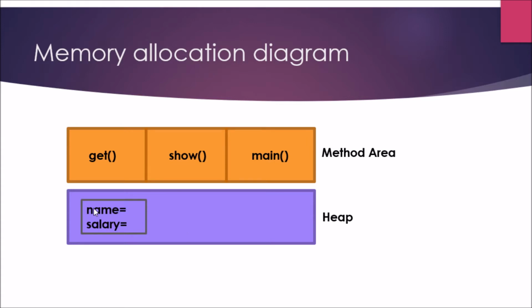As we took the example of Employee, the Employee class was having two data members, right? So this is an object. Whenever it is created, it will be created in the heap, and what it will contain is the name and the salary. Just the name and the salary. No function, nothing. Just the data members of that object.